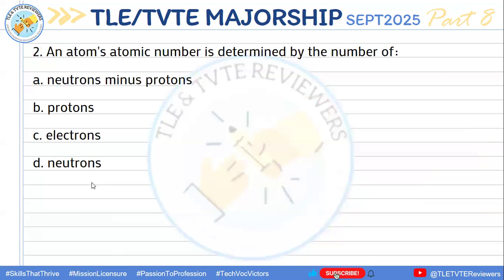Number 2, an atom's atomic number is determined by the number of A, neutrons minus protons; B, protons; C, electrons; D, neutrons.